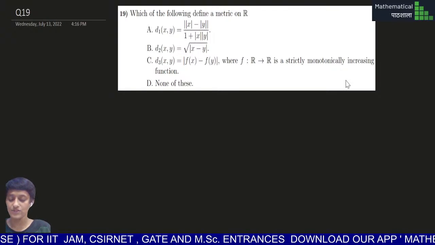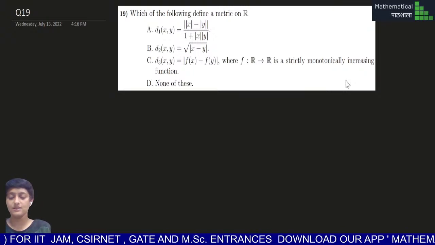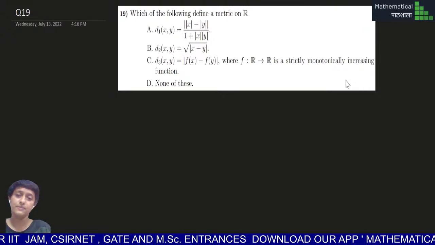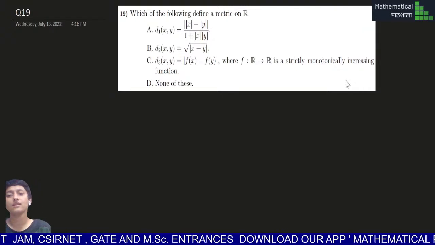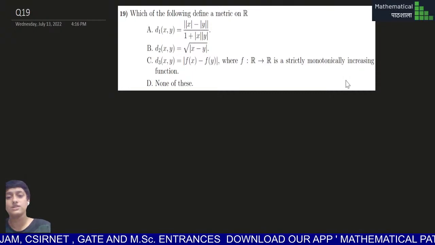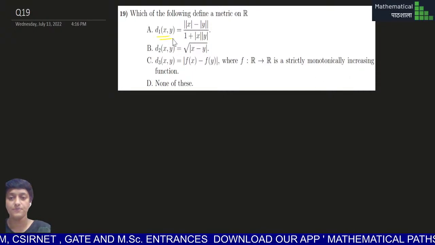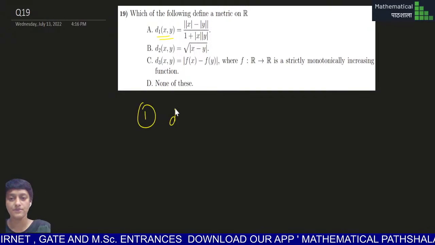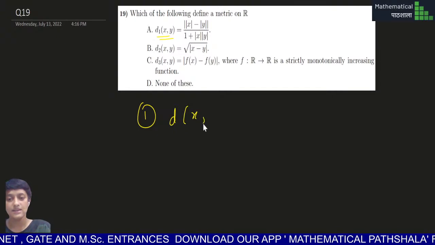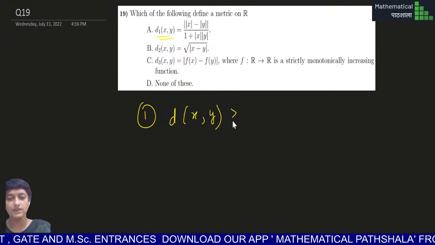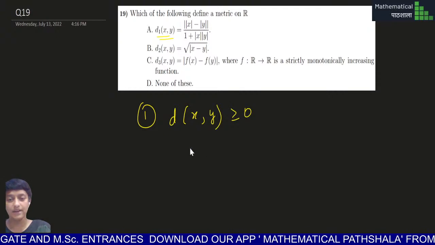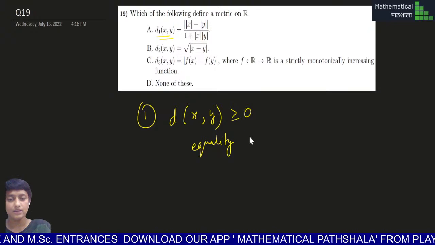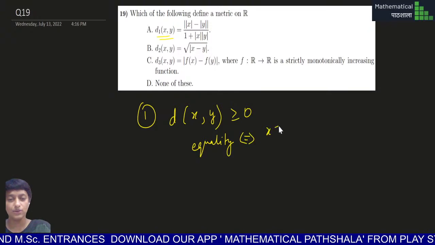Let me tell you what a metric space is. A metric space is a non-empty set. It follows some properties. This is called the metric, d of x y, the distance function. We call it a distance function. So let me write the properties here for you. The first property a metric space should satisfy is d of x comma y should be greater than or equal to 0, and equality holds if and only if x is equal to y.